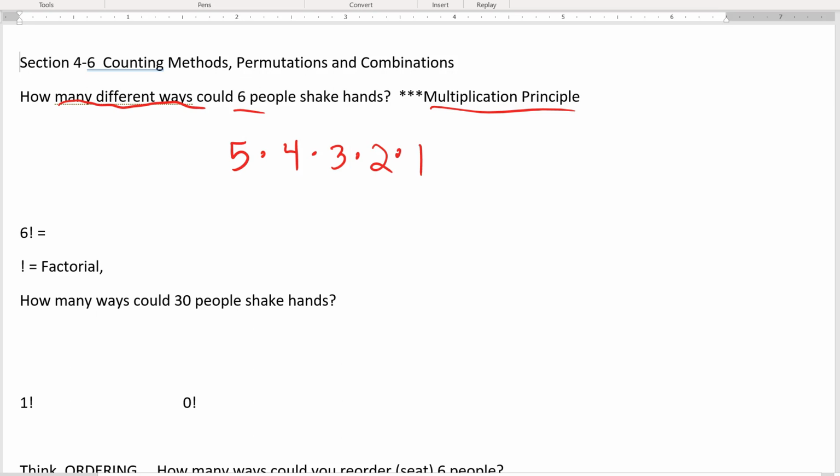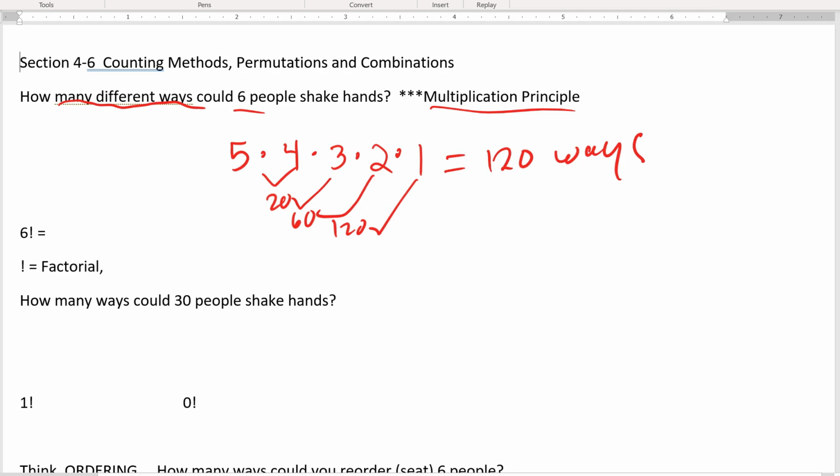So if this person can shake with 5 people, this one with 4, that makes 20. 20 times 3 would be 60. 60 times 2, 120. 120 times 1. There are 120 ways to shake hands between 6 people.